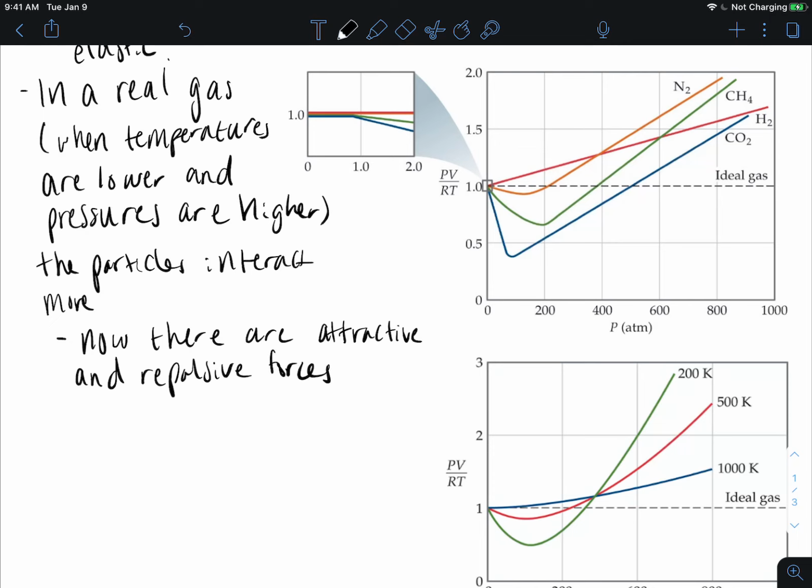Because now that they're moving slower and closer together, they have enough time to actually interact with each other. And we know that there are attractive and repulsive forces, or we could not condense a gas into a liquid, right? So they have to exist in some fashion. But in the case of the ideal gas, where we've got really high temperatures and really low pressures, we're not able to condense into a liquid, so we assume that there are no attractive and repulsive forces. But with our real gas, we do have those forces, and we have collisions that are not quite elastic or as forceful.